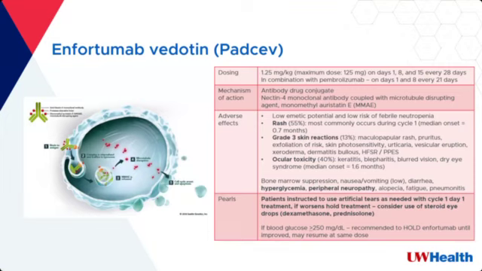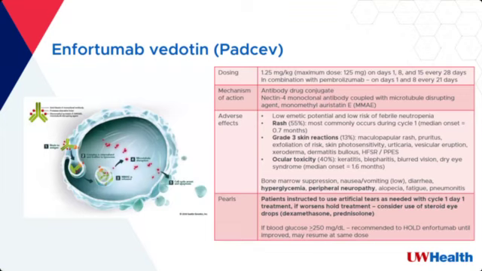Next, we have enfortumab vedotin, or Padcev. This is an antibody drug conjugate, which means it has a monoclonal antibody attached to a cytotoxic agent. In this case, this is a Nectin-4 monoclonal antibody. And Nectin-4 is found in a variety of cells, particularly in the bladder, and can also be found in the skin, which is why you can see some of the skin toxicities listed here.